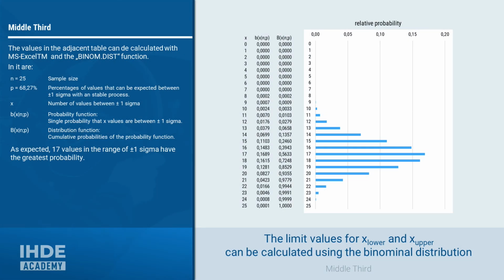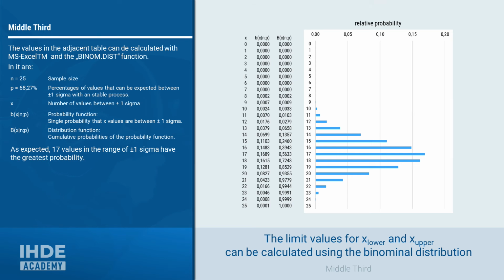The lower limit, here x lower, and the upper limit, here x upper, must be calculated using the binomial distribution. One decisive factor here is the individual probability that a certain number of values x lie in the range of plus minus 1 sigma. So, how likely it is that 0, 1, 2, 3, 4, or 5 and so on values lie in the middle third. This can easily be calculated with Microsoft Excel.